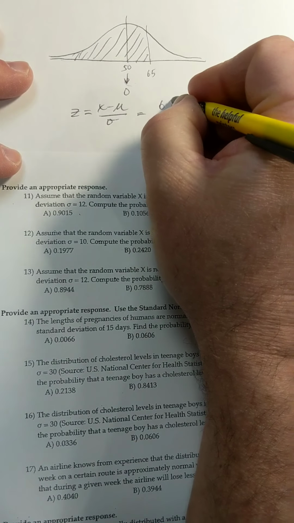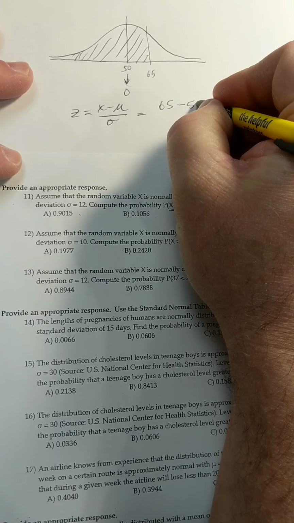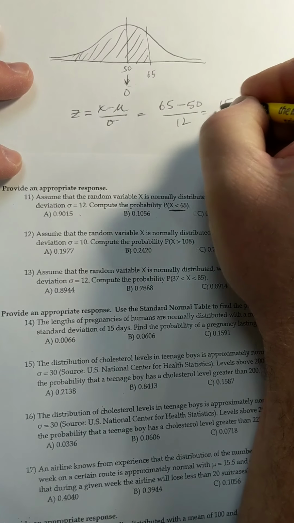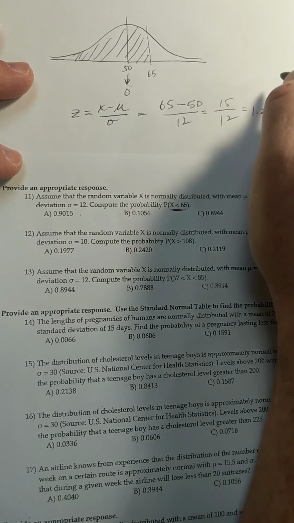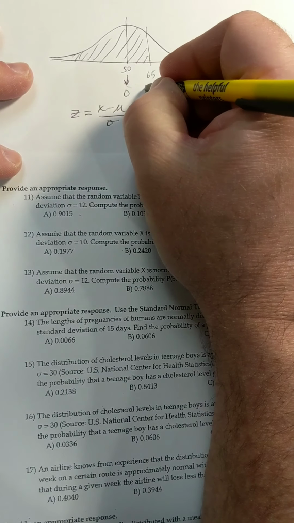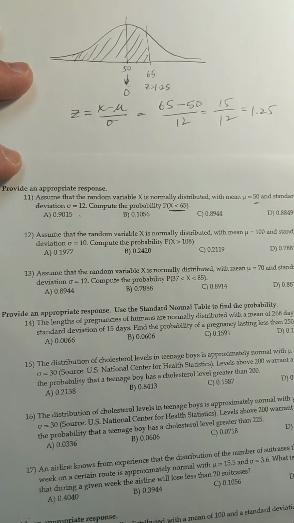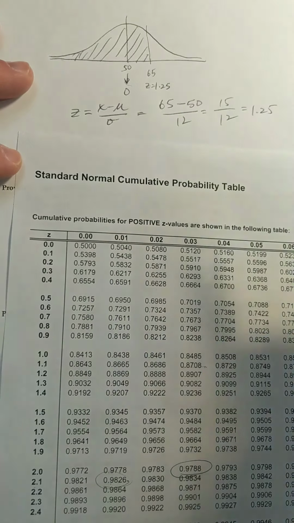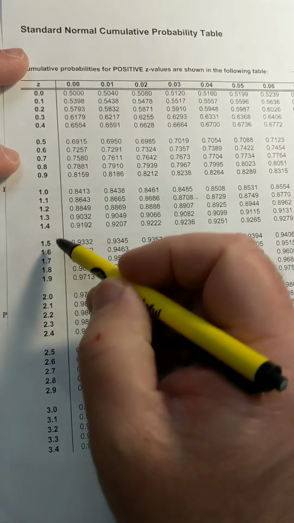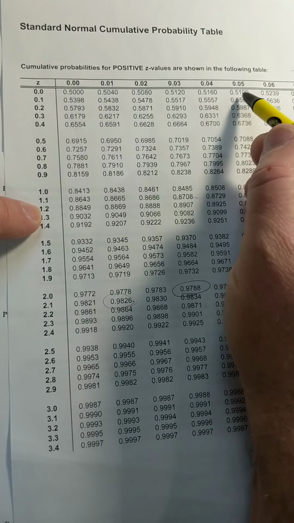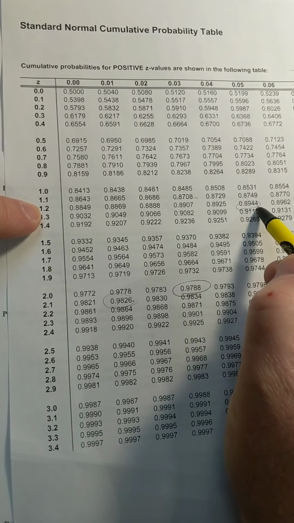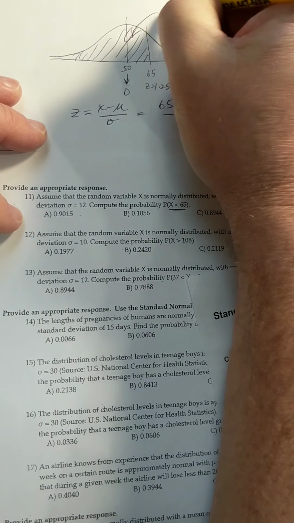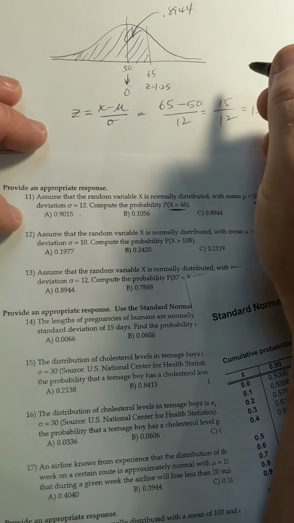In our problem, x is 65, the mean is 50, and the standard deviation is 12. So we get 15 over 12, which is 1.25. The z-score that corresponds with 65 is 1.25, and that enables us to look it up in a chart. That's saying 65 is 1.25 standard deviations above the mean. Looking up 1.25, we get 0.8944. So this area here is 0.8944, and that is the probability.